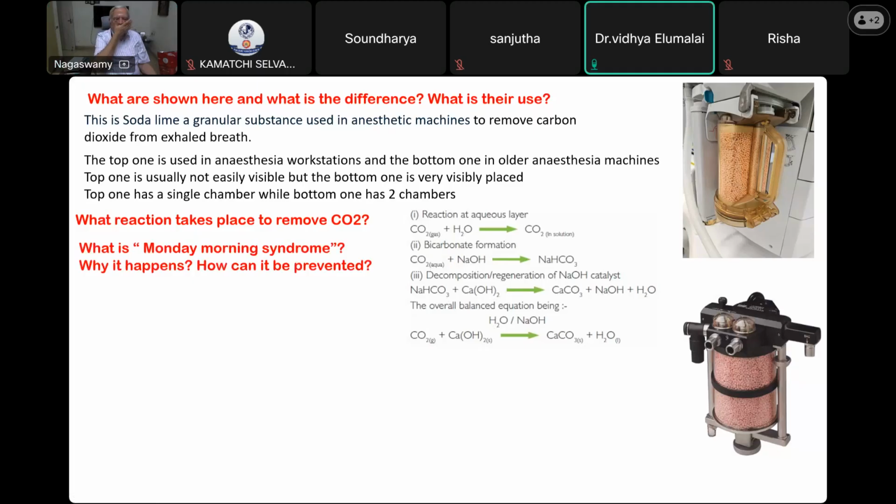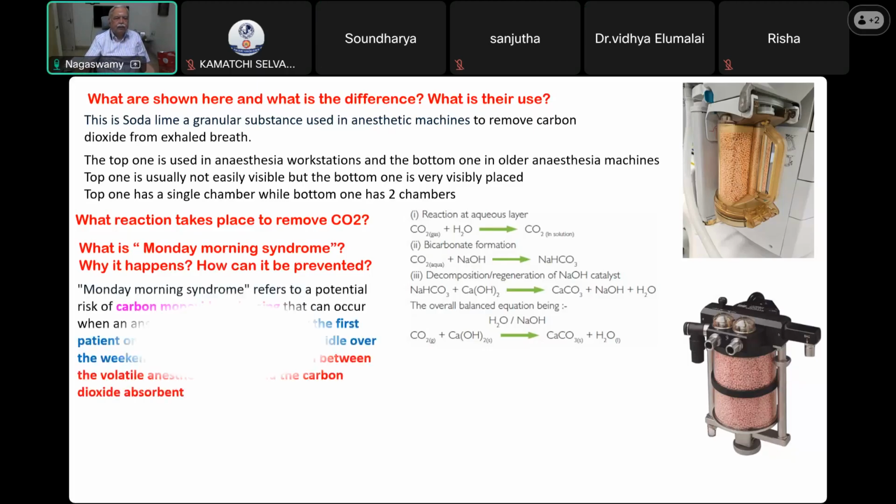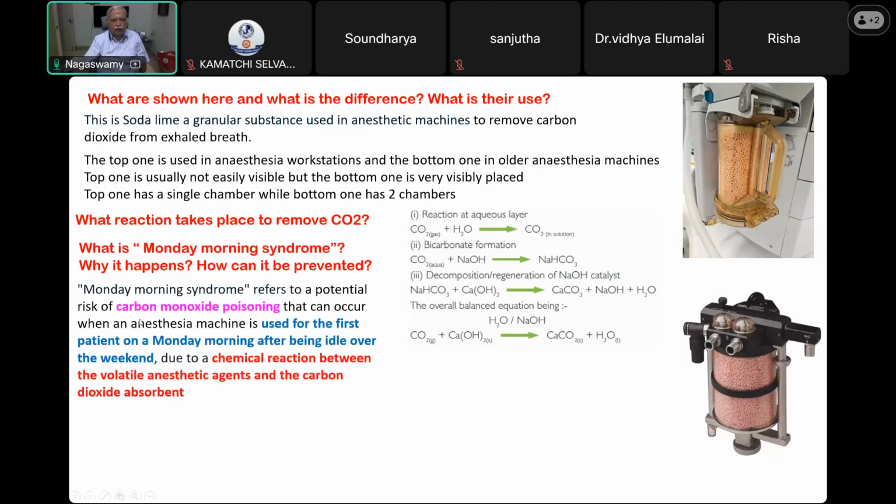When we forget to switch off the vaporizer. After 5 days of continuous use, you will get one. Right. Okay. The Monday morning syndrome refers to a potential risk of carbon monoxide poisoning that can occur when an anesthesia machine is used for the first patient on a Monday morning after being idle over the weekend, due to a chemical reaction between the volatile anesthetic agent and the carbon dioxide absorbent.